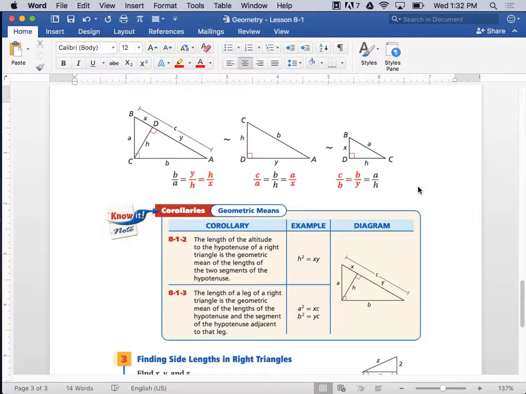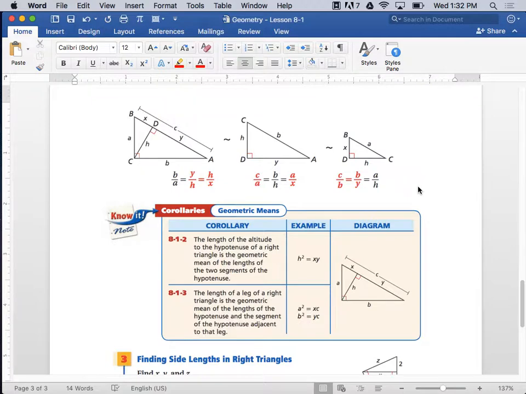Could it be, like, if it's like B over Y? And now look, this next one says C over A is equal to B over H, which is equal to A over X. You see? That's what this next one says.